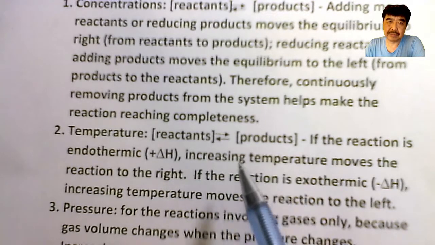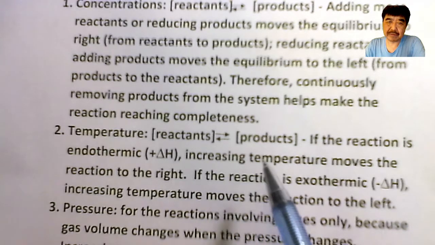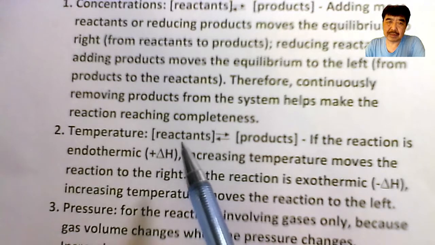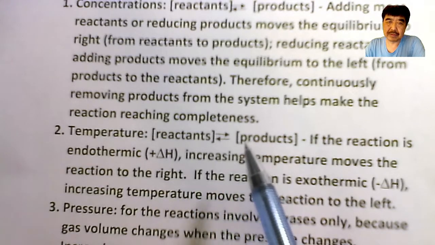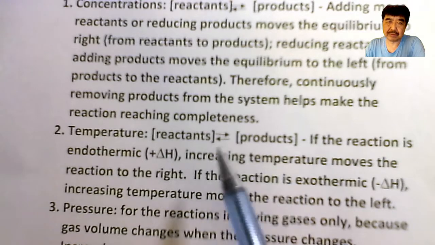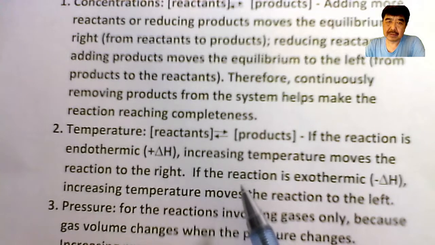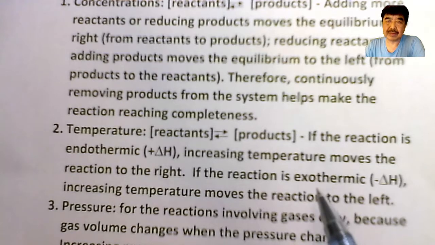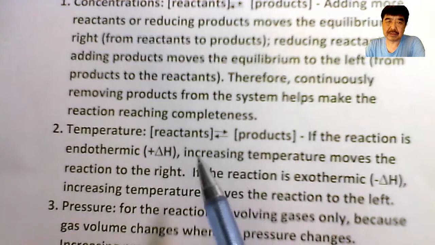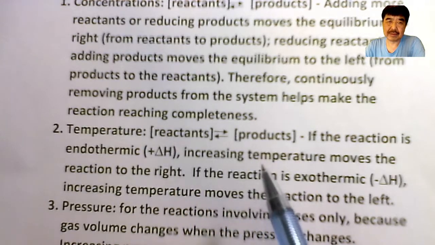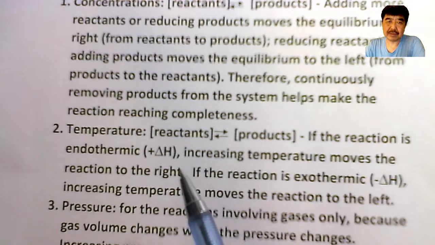Okay, when we provide more energy, the reaction goes forward from the left to the right, from the reactant to the product. If the reaction is exothermic, if the reaction releases energy, in this case, increasing temperature moves the reaction to the left, from the product to the reactant. All right, that's the temperature change.